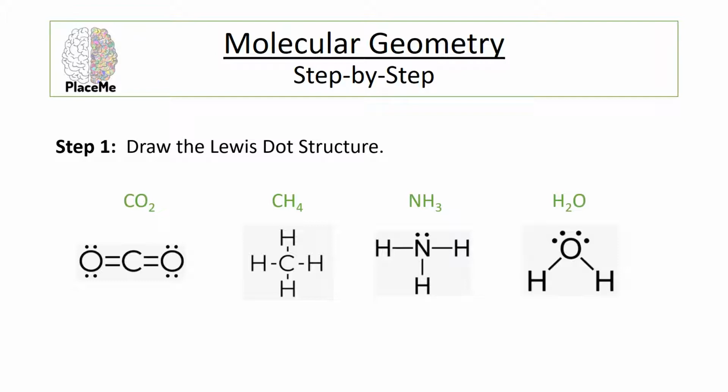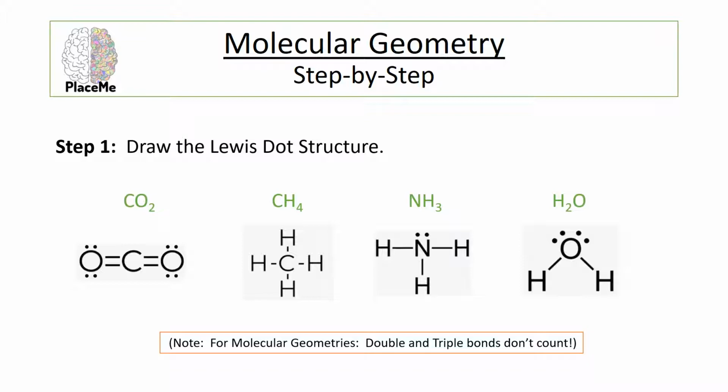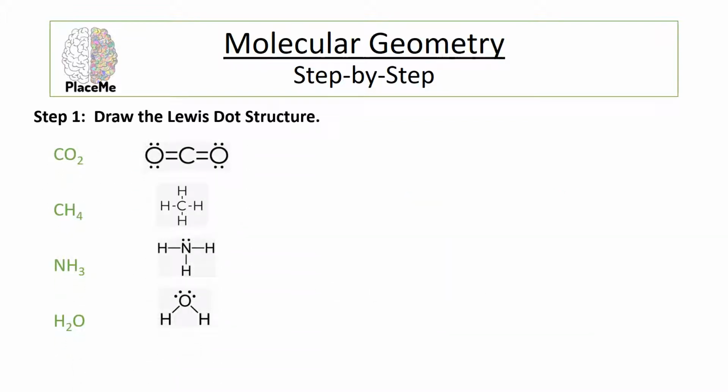You're going to notice that in carbon dioxide we have a couple of double bonds. The rest of them have either single bonds or lone pairs. And when we're determining molecular geometry, we don't have to count those double bonds or triple bonds twice. We just count them one time. So when we're trying to determine the molecular geometry based on the table, just remember we only count those double bonds or triple bonds once.